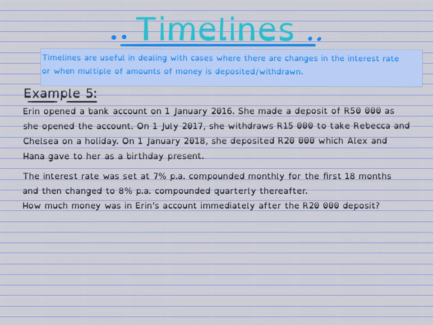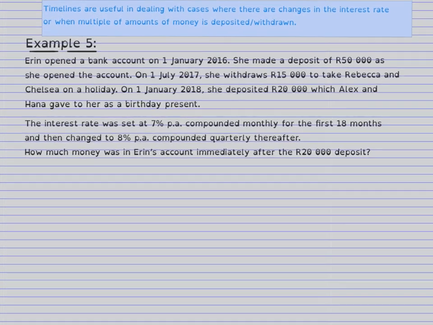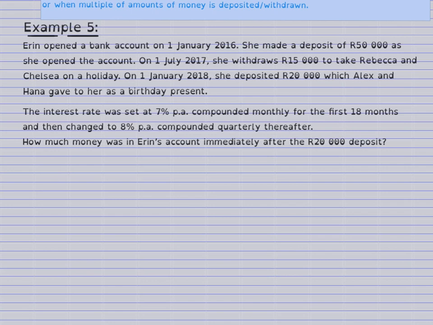So this question is looking freaky, right? There's so much going on. But let me show you how simple we can make this. So we call this timelines because we're going to make a timeline, grade 12. This is going to make our life so easy. Let's just look at the question.